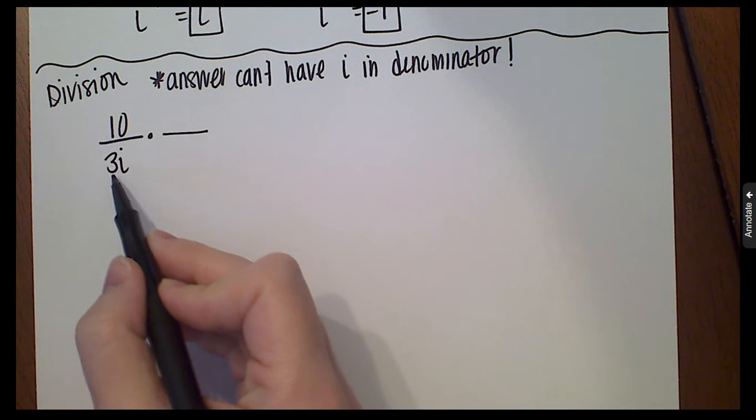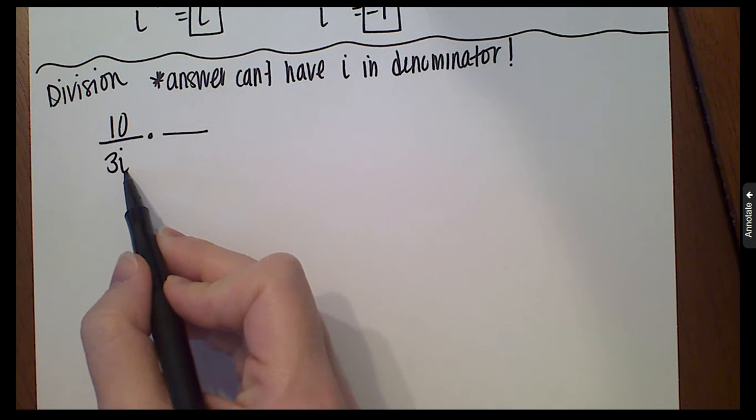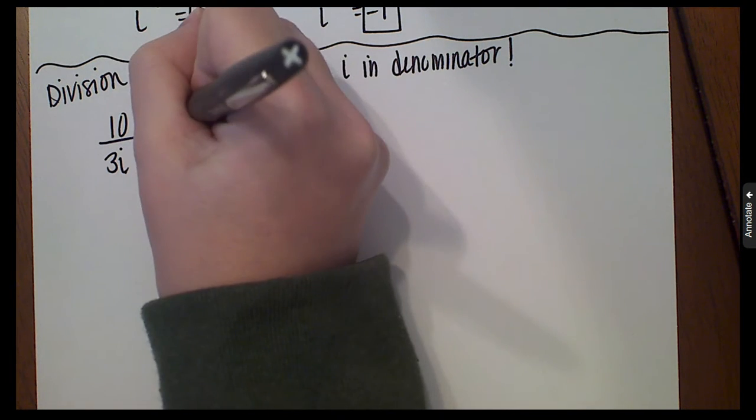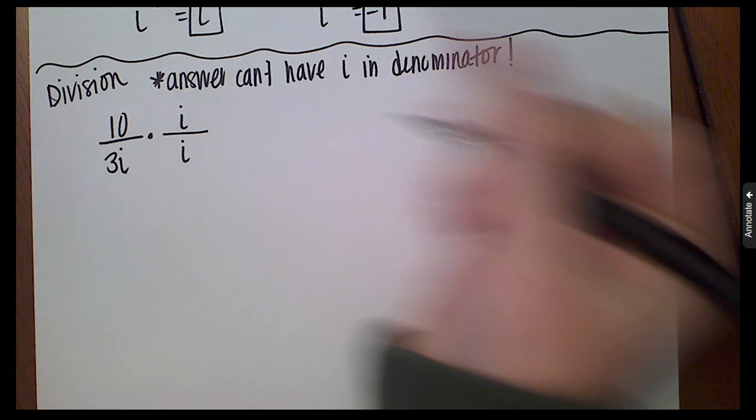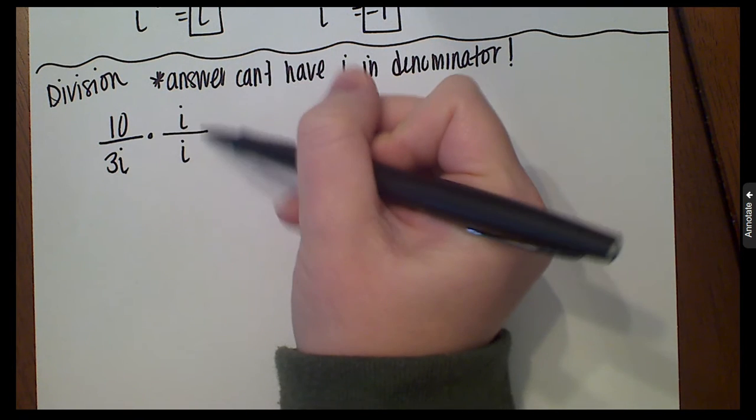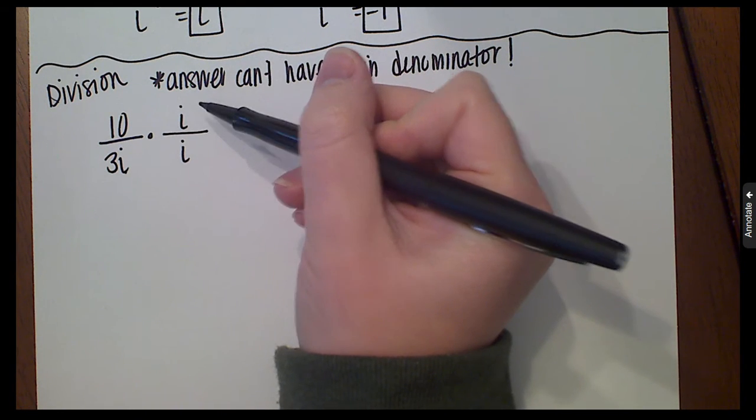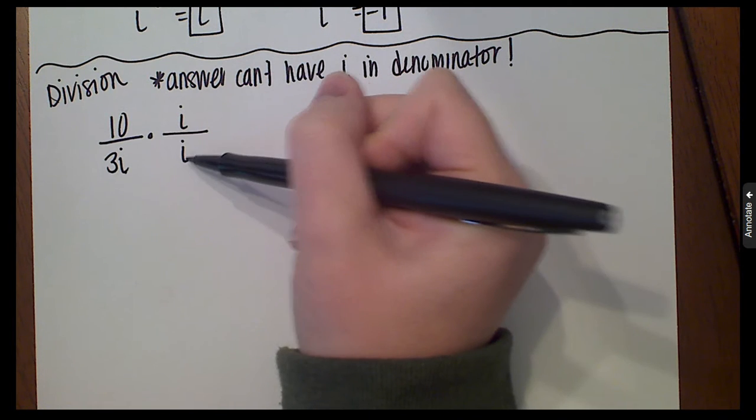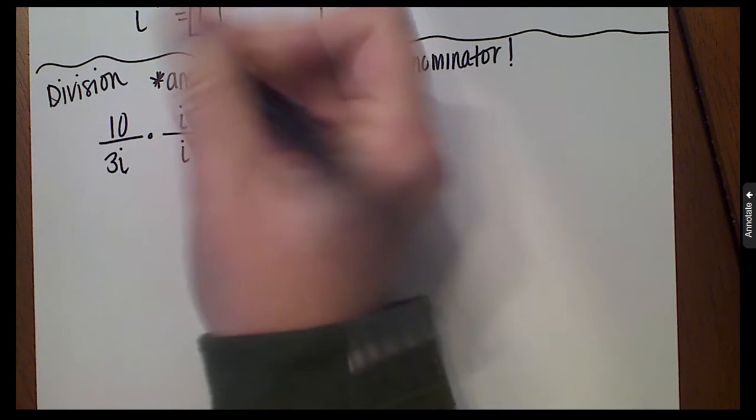Technically, this 3 is there, and that's great. I really want to take care of the I. So what I can do is multiply by I over I. The reason I can do that is because I'm really multiplying by 1, right? Because something over itself is 1. But my main goal is I want to take care of the I in the denominator. So let's see what happens.